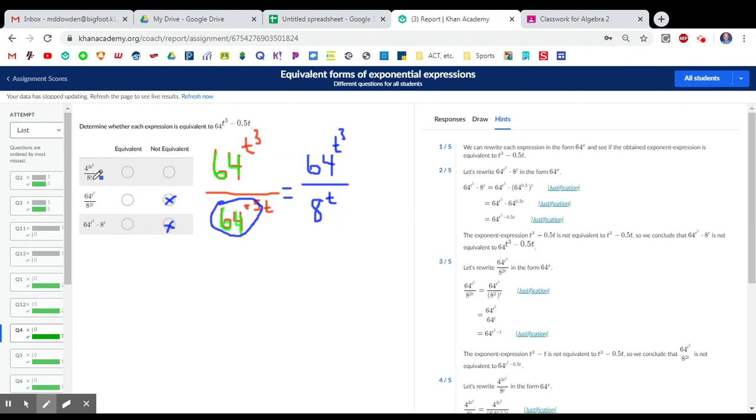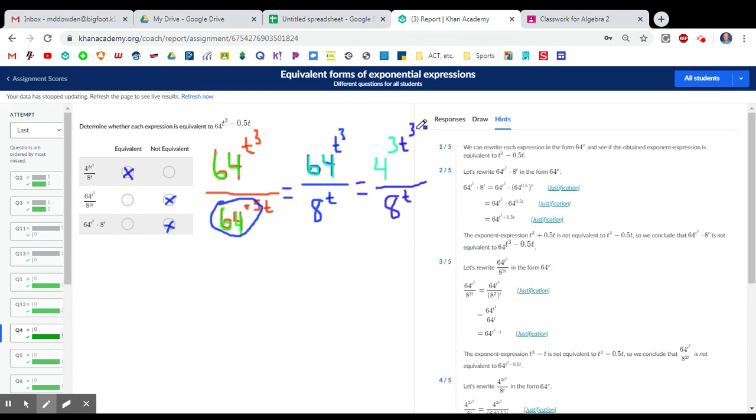Notice on this last thing, 8 to the t is already on the bottom. T to the third is already on top. Now I just have a 4 somehow in there. So why do they have a 4 in there? What they did is they took this 64 here and they rewrote it. They rewrote that as 64, which is the teal color there, as 4 to the third power, because 4 times 4 times 4 is 64. So they rewrote this 64 as 4 to the third, and then they just copy down the rest of the problem. That does work. That does make this equivalent.